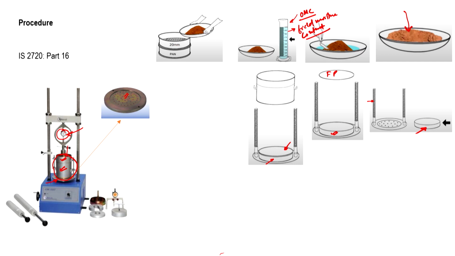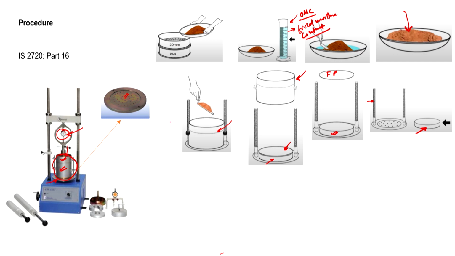This filter paper is kept to avoid contact between the spacer disc and the soil specimen which we will keep inside the cylindrical mold. After the filter paper is kept, we place our mold on it, and we take the soil and fill it in different layers.